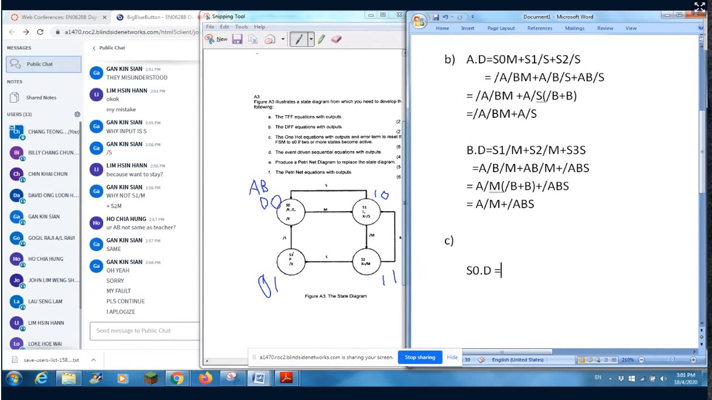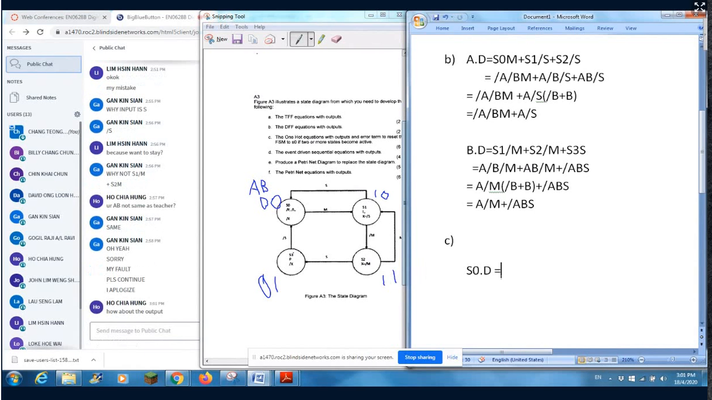Okay, so we are done on the D flip-flop equation. Output later we'll go to the output. Actually the question is under C, one hot. I will answer at the C. Okay. Oh yeah, with output.